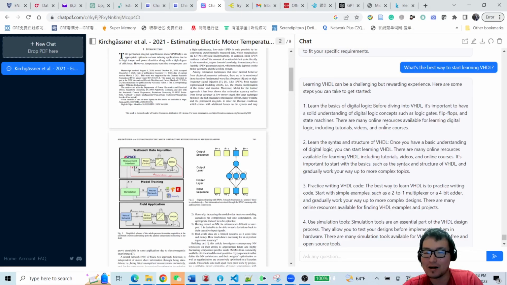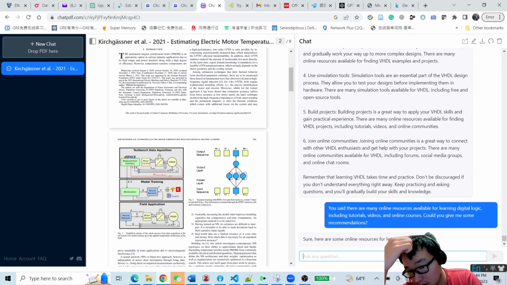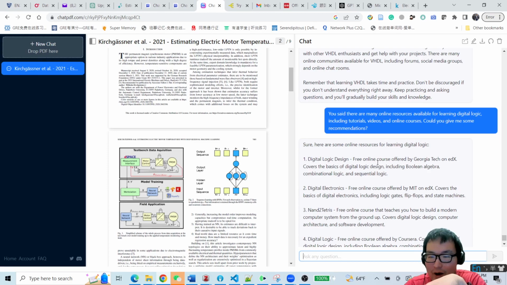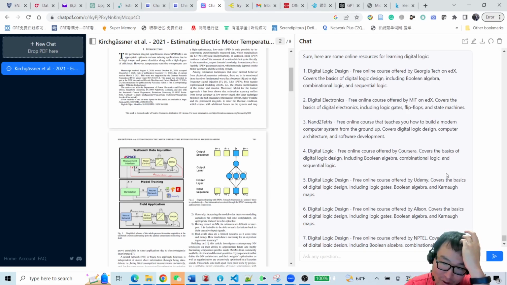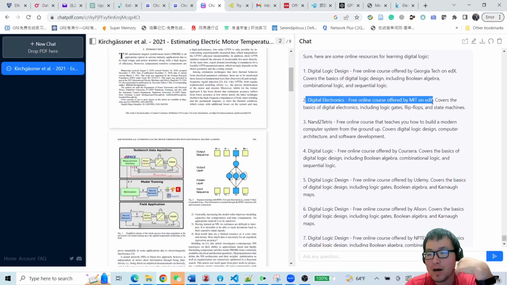You could force it to cite, for example, there are many online resources available for this. Could you give me some recommendations? It gives you some, like a free online course offered by Georgia Tech on edX, which covers Boolean algebra and so on, and then digital electronics offered by MIT on edX, which covers some basics.